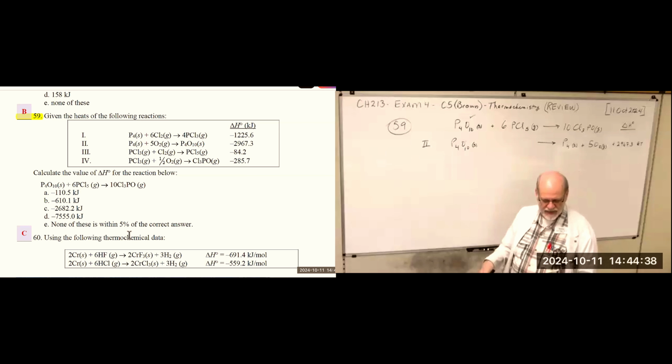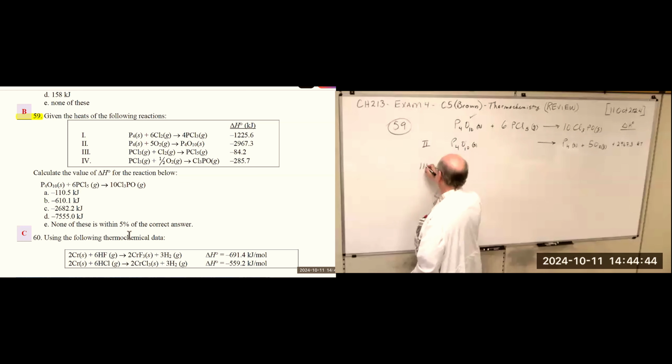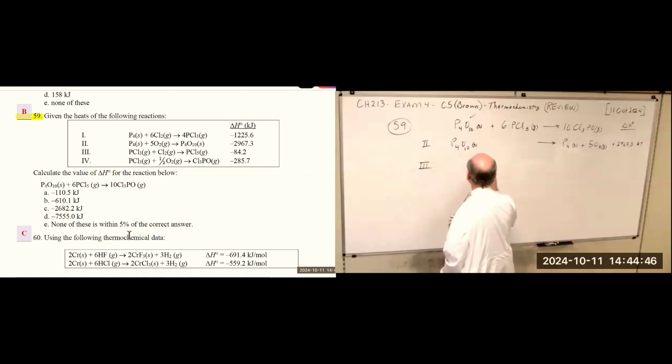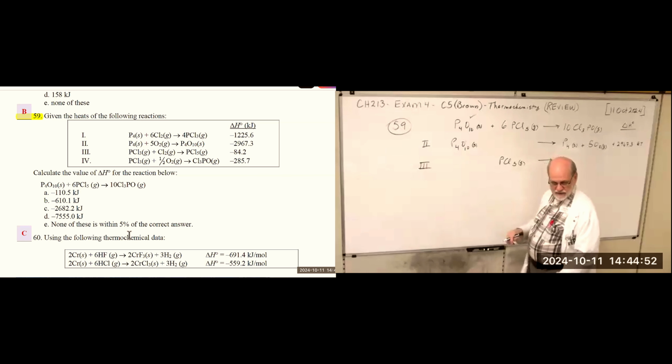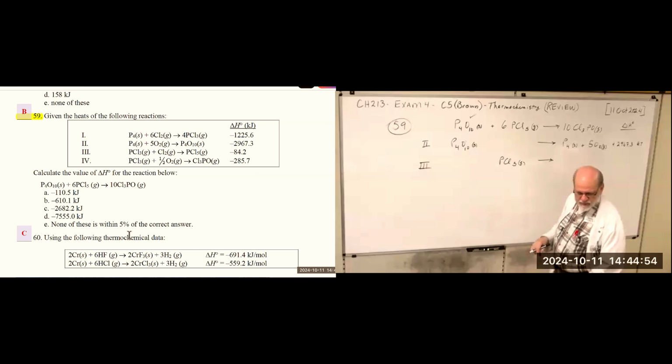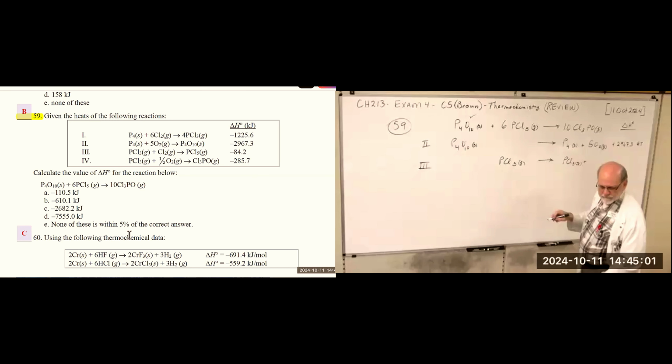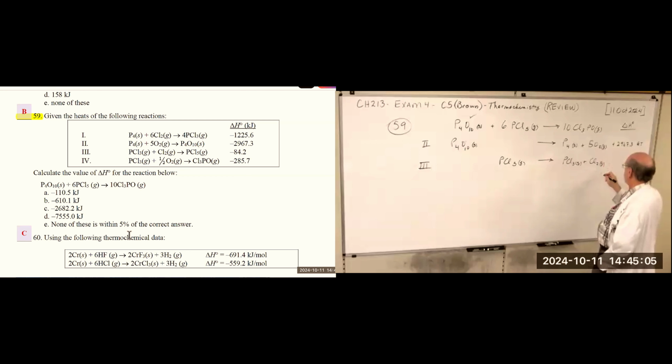Now, how about PCl5? PCl5 is number 3, but it's on the wrong side. So if we put PCl5 on this side, and it's PCl3 gas plus Cl2 gas. Okay.